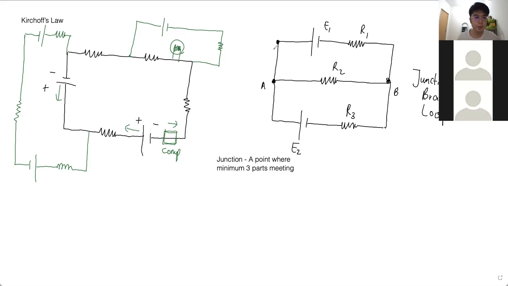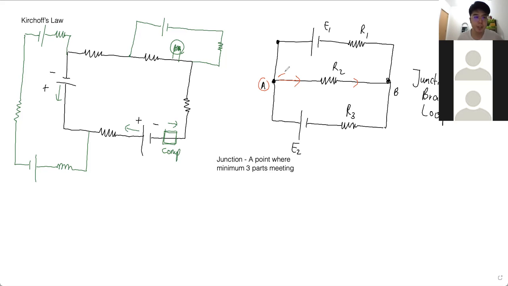Okay, second 讲到 branch. Branch 就是 a continuous path from one junction to another. What does that mean? For example, from one junction, let's say point A, this is a junction, right? A continuous path. So you take the path from here, I go here, all the way to B. This is a path to the next junction, which is B. To the next junction, not to the other junction. It's only from one point to the next one. That is a branch. Okay?